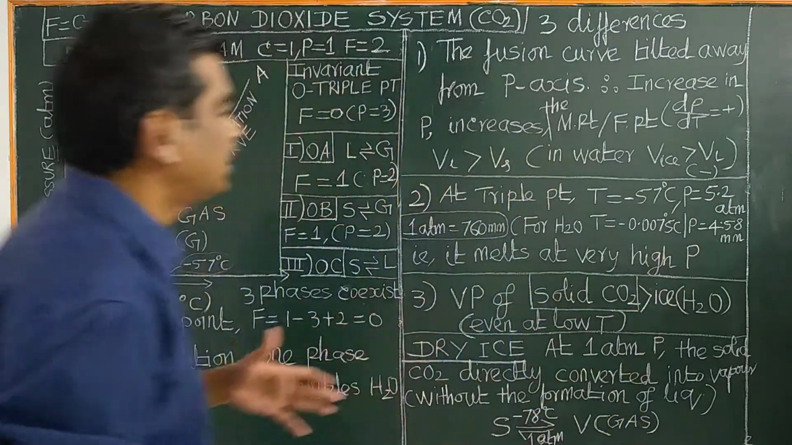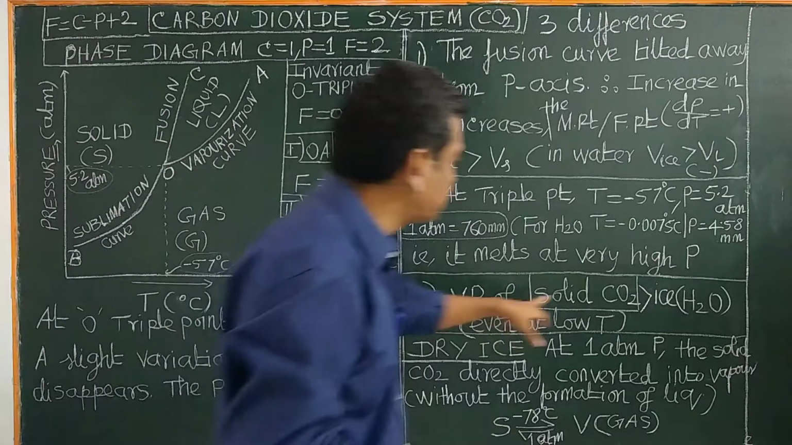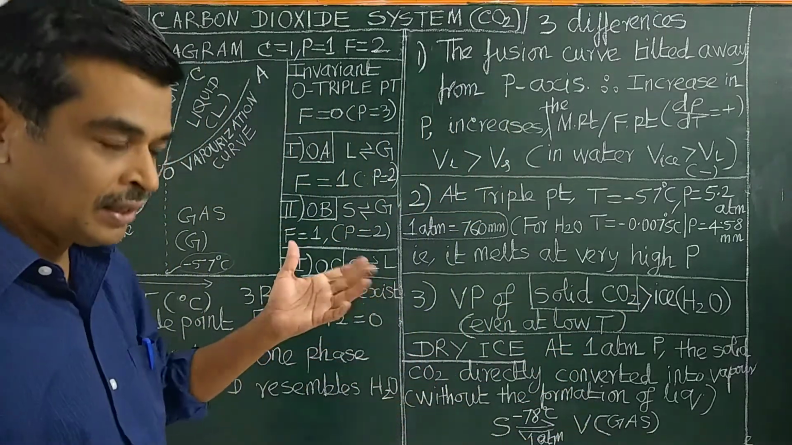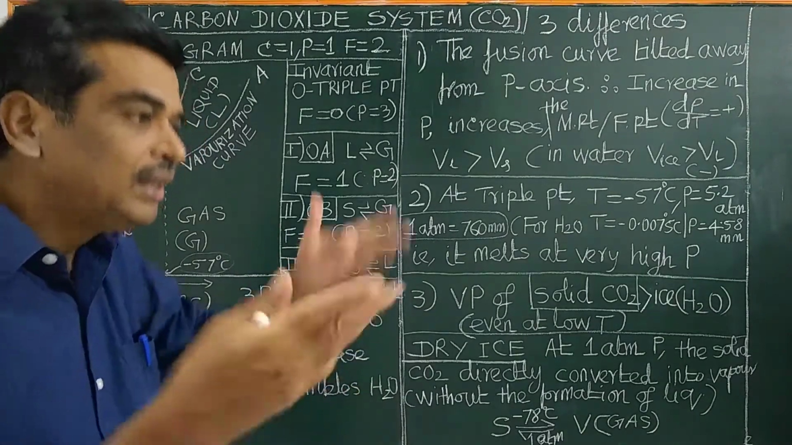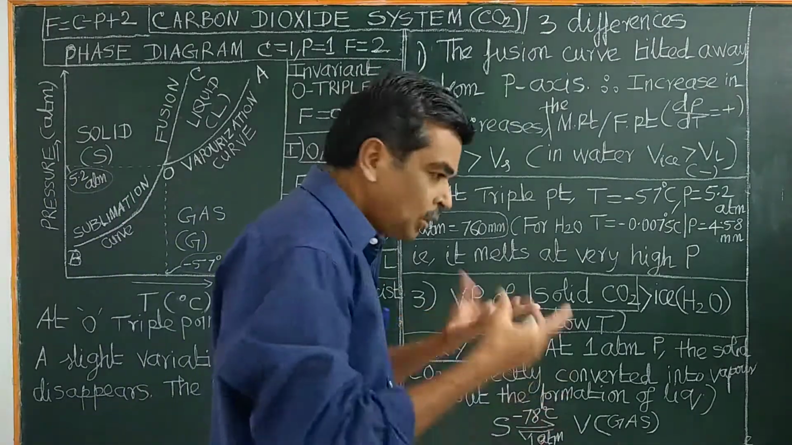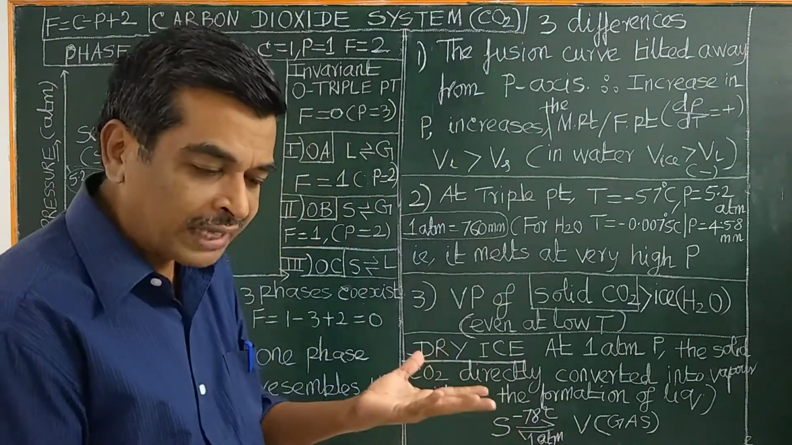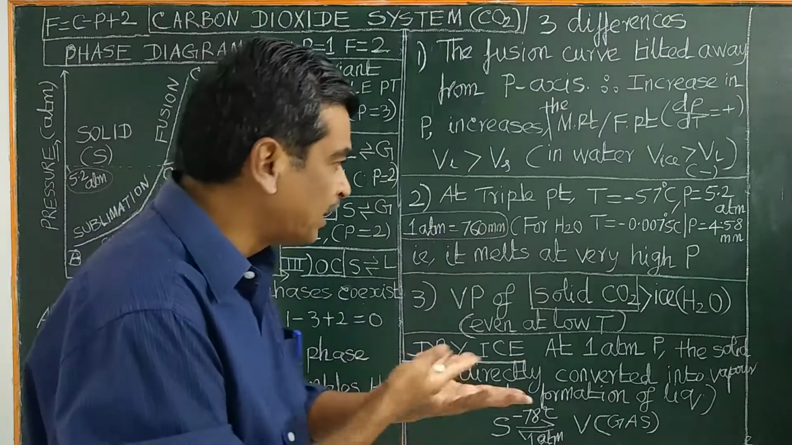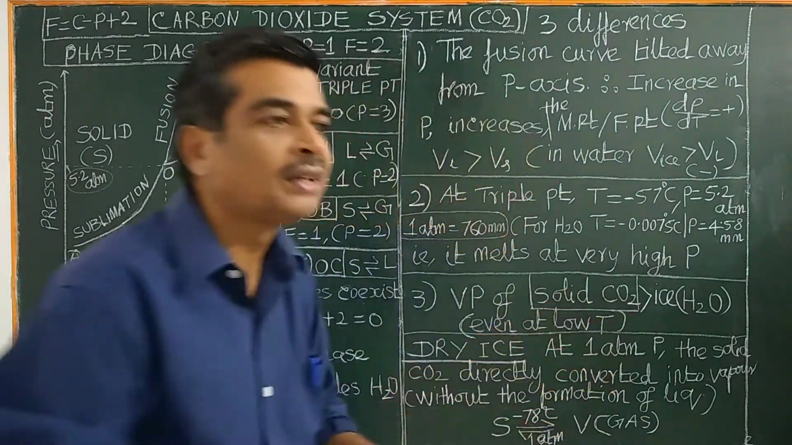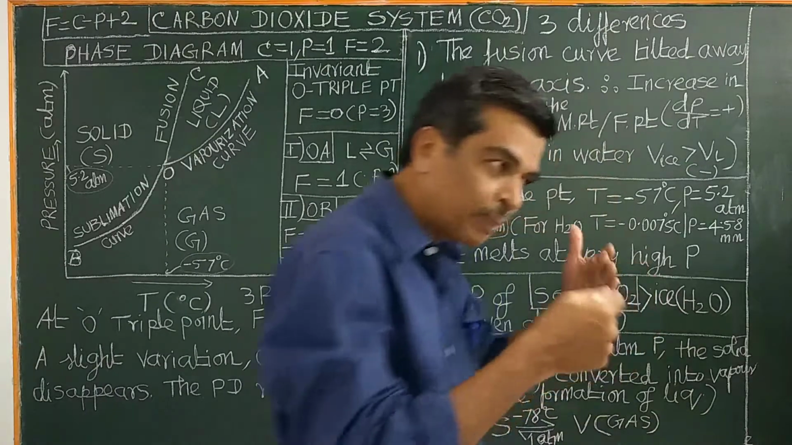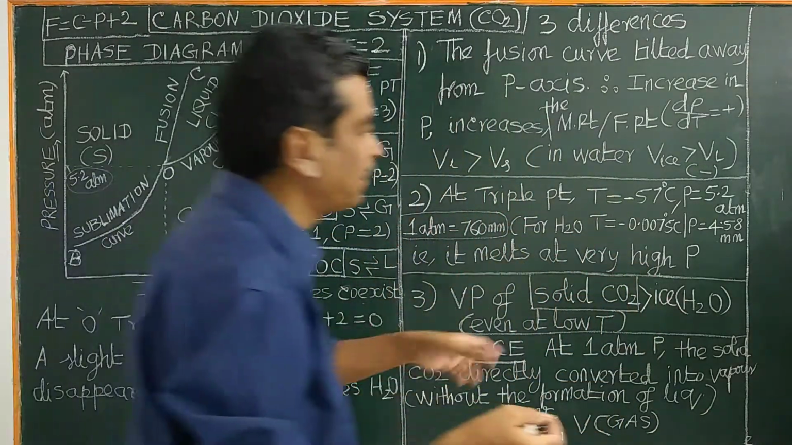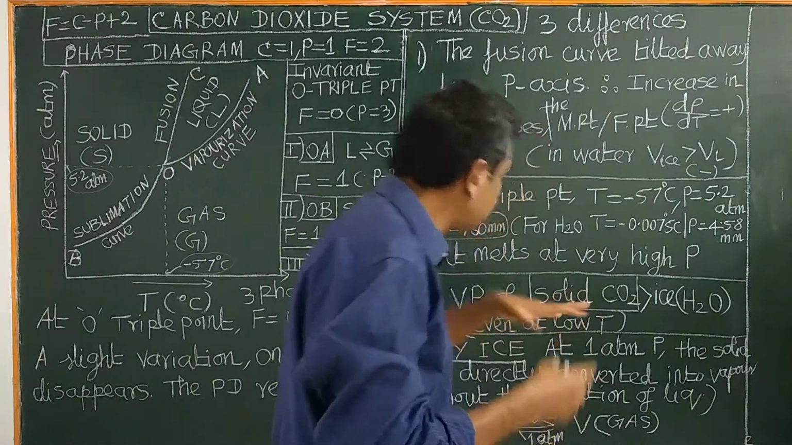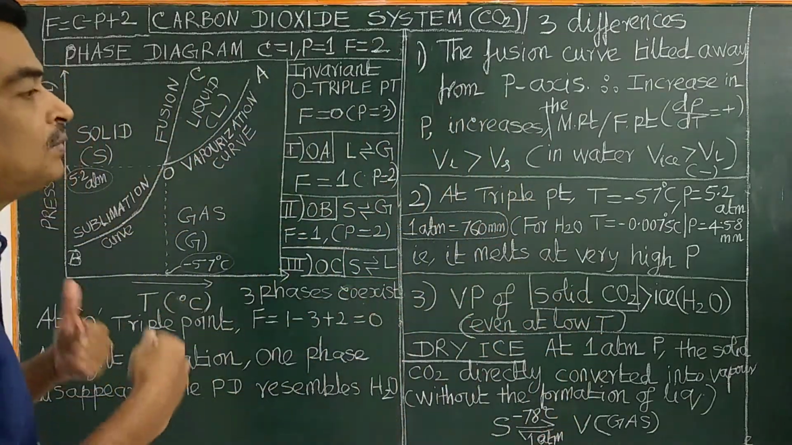Okay. The third one is the vapor pressure of solid carbon dioxide. Carbon dioxide is a gas, and the solid can easily be converted into gas. Therefore, you have solid carbon dioxide and you have solid ice. Which one will have greater vapor pressure? It is carbon dioxide, because the vapor pressure of solid carbon dioxide is greater than the vapor pressure of water vapor above the ice. Even at low temperature, the vapor pressure of solid carbon dioxide is very, very high.